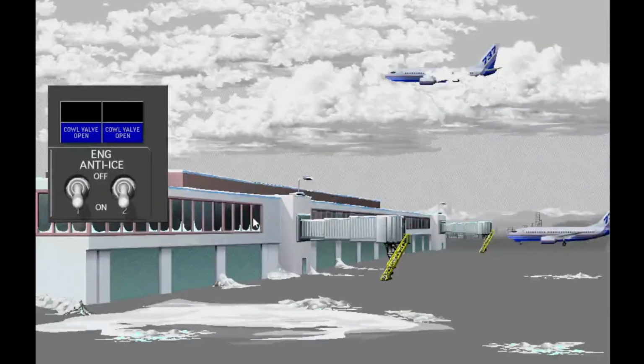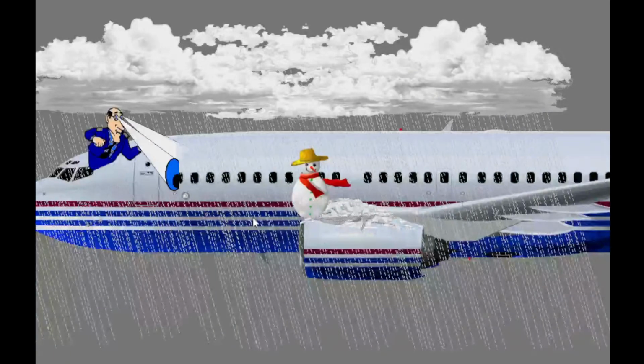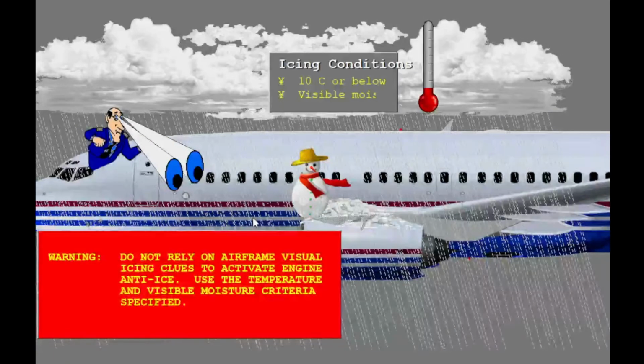The engine anti-ice must be on during all ground and flight operations when icing conditions exist or are expected. Do not rely on visual cues before you turn on engine anti-ice. Use the temperature and visible moisture criteria.